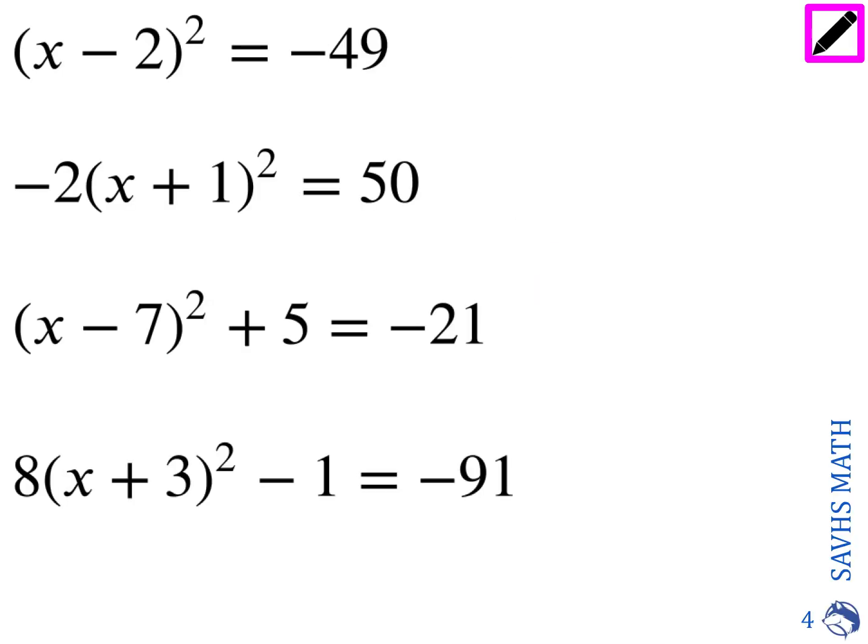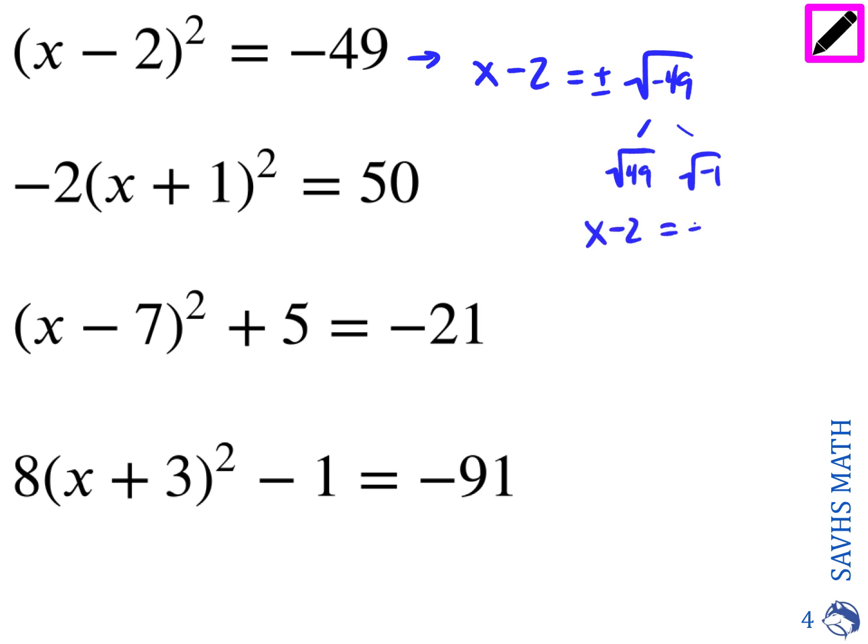Okay, let's keep going. Again, we need to take the square roots first. So we're going to say x minus 2 equals plus or minus the square root of negative 49. Remember, I can split that into the square root of 49 and the square root of negative 1. And the square root of 49 is just 7. So we'll write x minus 2 equals plus or minus 7i.